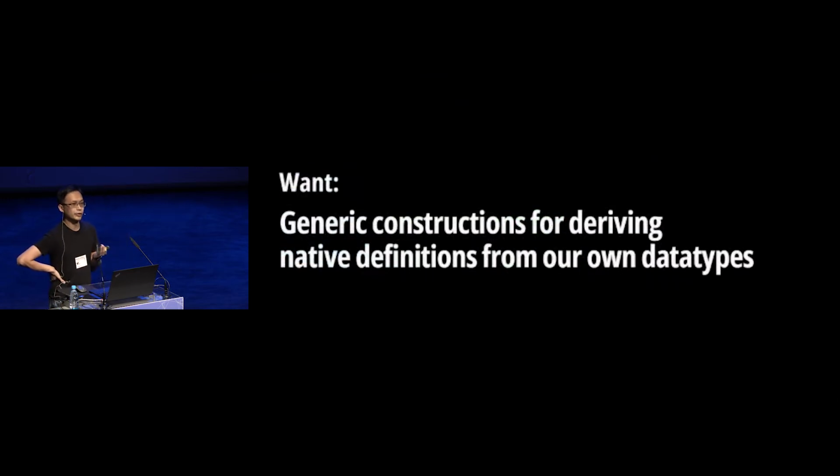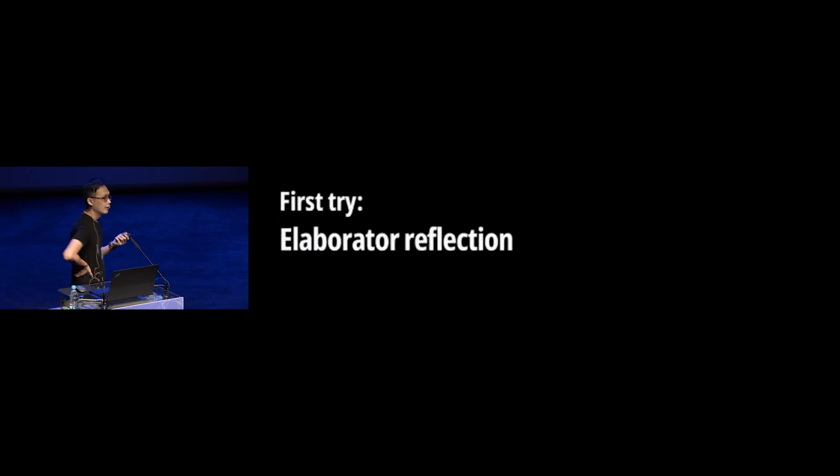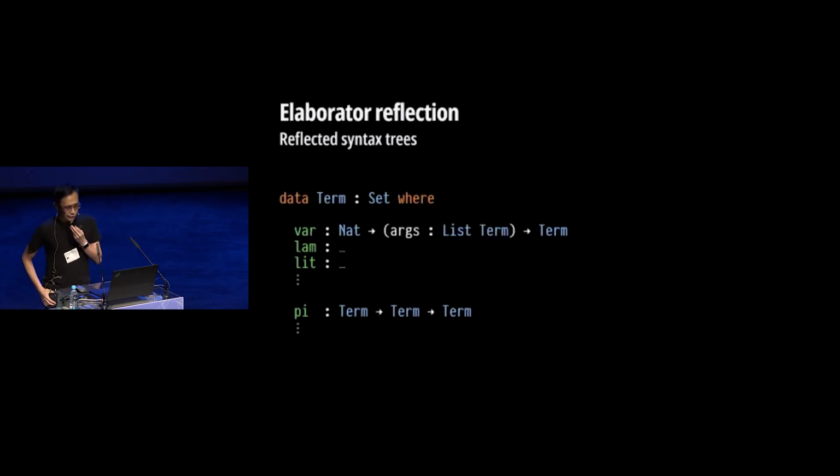We want the libraries to give us generic constructions for deriving native definitions from our own data types. So how do we develop such libraries? Since we want native data types and functions, in Agda we can do that using elaborator reflection. The reflection API provides a set of data types representing Agda constructs so that we can manipulate Agda syntax within Agda.